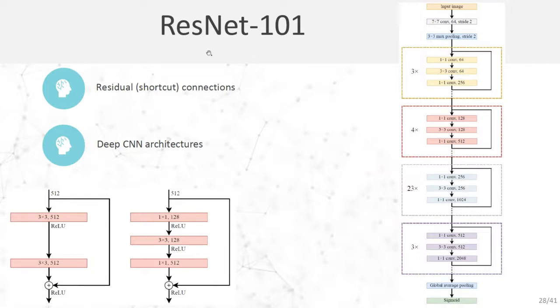The first one was the ResNet 101, which is characterized by the residual or shortcut connections that enabled training of very deep CNN architectures by lowering the impact of the vanishing gradient problem. And the main architecture used is shown here. It has a total of 101 convolutional layers divided into 4 groups, each containing a different number of these bottleneck blocks, which have 3 layers performing 1 times 1 and 3 times 3 convolutions.